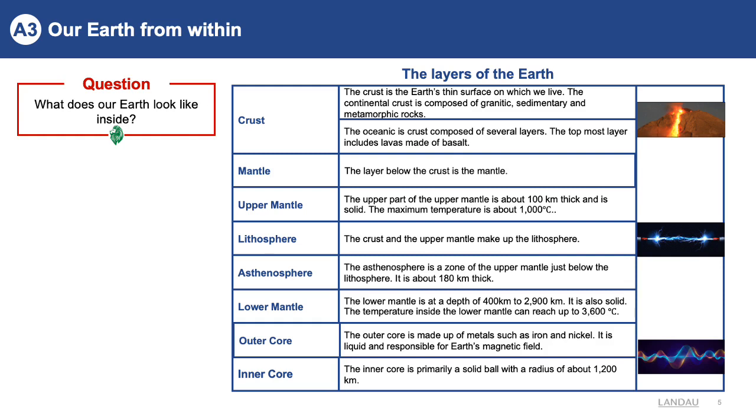The inner core is primarily a solid ball with a radius of about 1,200 kilometers. This is about 20% of the Earth's radius. It is the hottest part of the planet with a temperature exceeding 1,500 degrees Celsius.